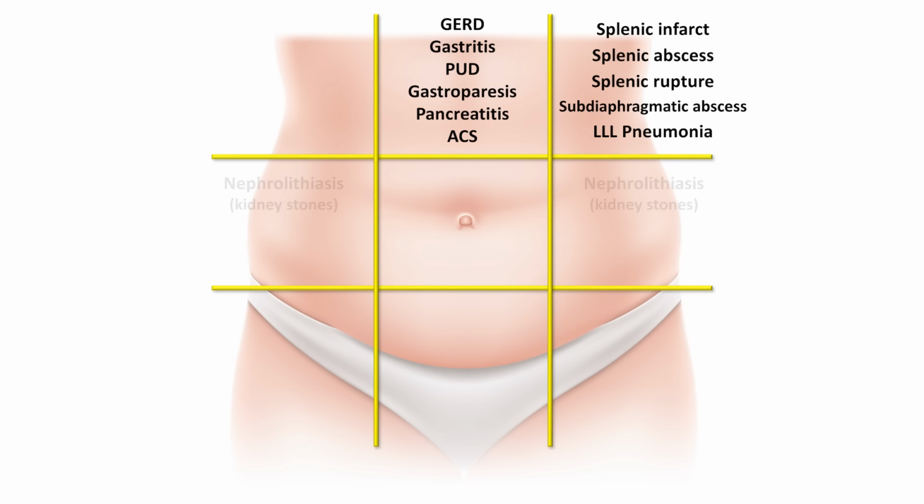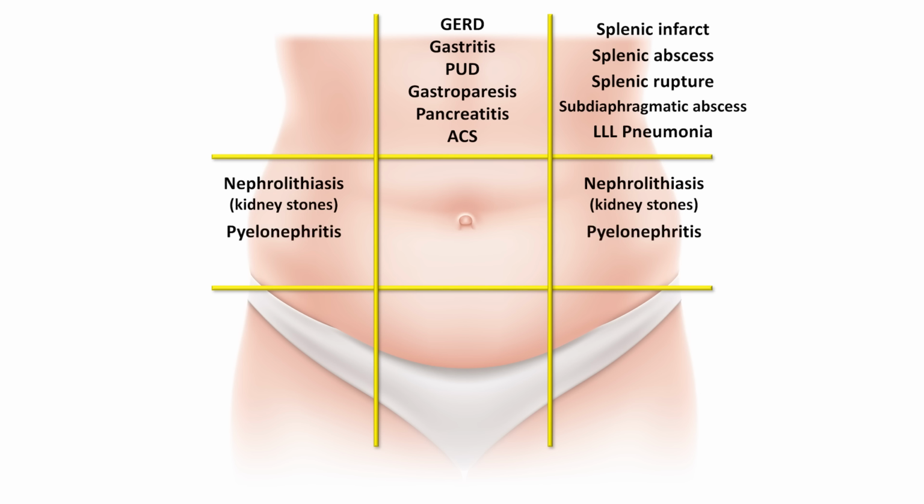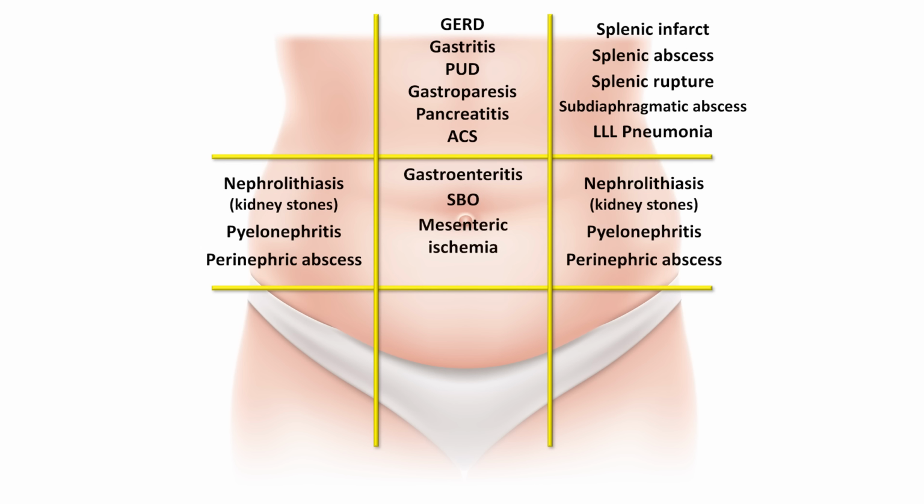Pain in either flank can be from nephrolithiasis, pyelonephritis, which is infection of the kidney, or a perinephric abscess, which is an abscess adjacent to the kidney. Periumbilical pain is most commonly from simple viral gastroenteritis, but could also be from a small bowel obstruction, mesenteric ischemia, which is like angina of the gut, and a ruptured abdominal aortic aneurysm.